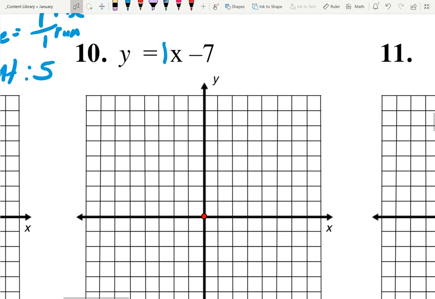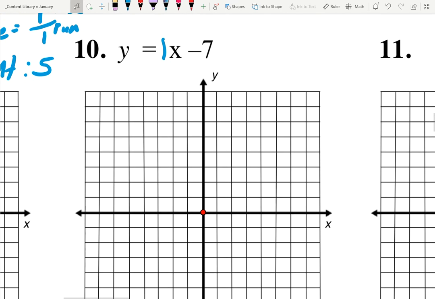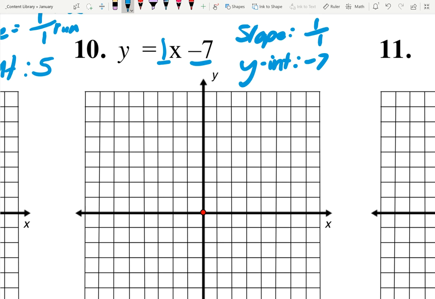So now number 10. We can see that its slope is, because there wasn't a number there for m, we know that it's 1. So we know that our slope here is 1, which again I'm going to write as 1 over 1. And then our y-intercept is our b value, which is at the end. We have -7. So our y-intercept is going to be at -7.